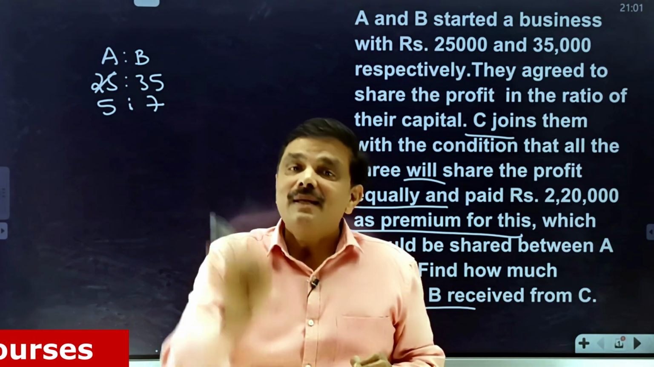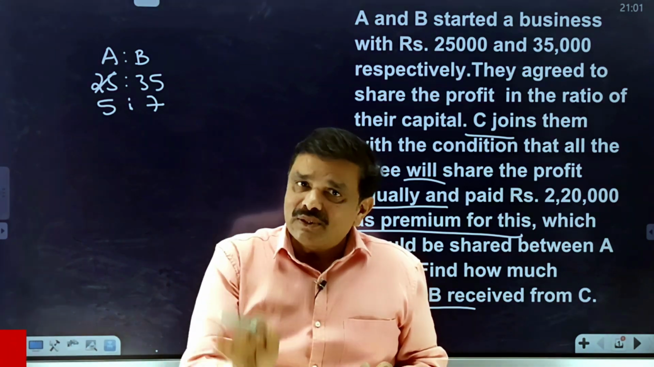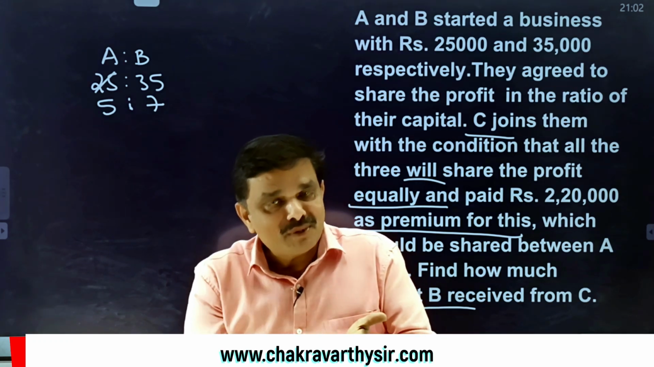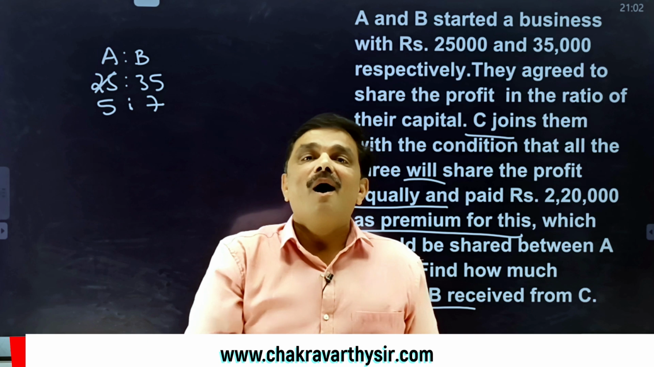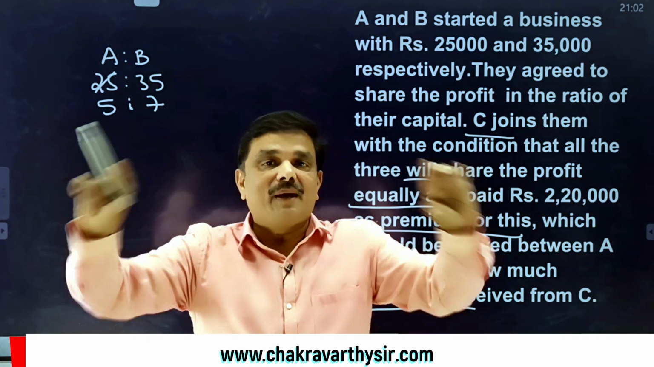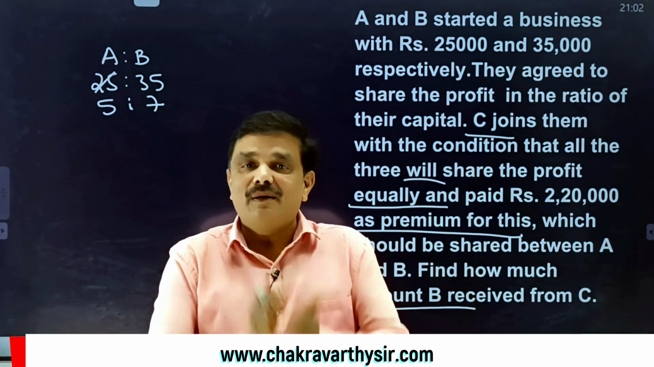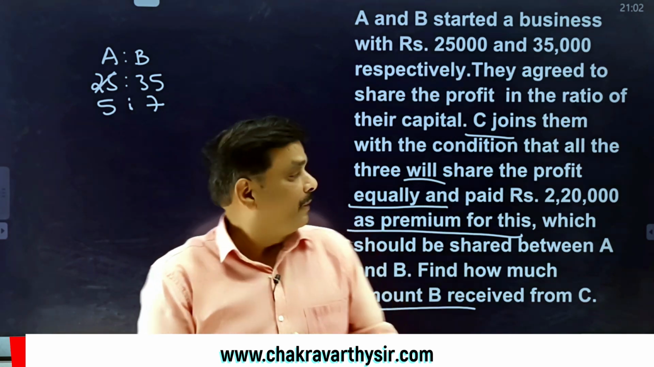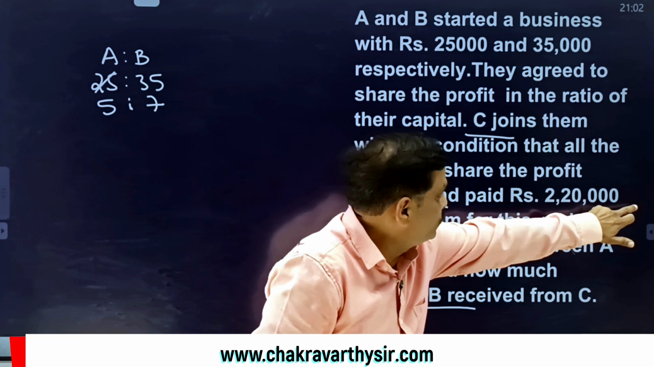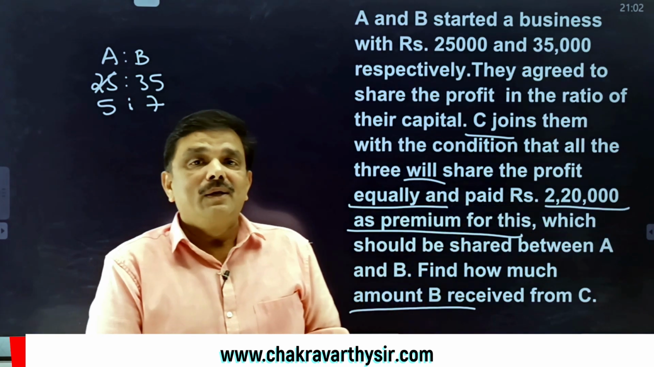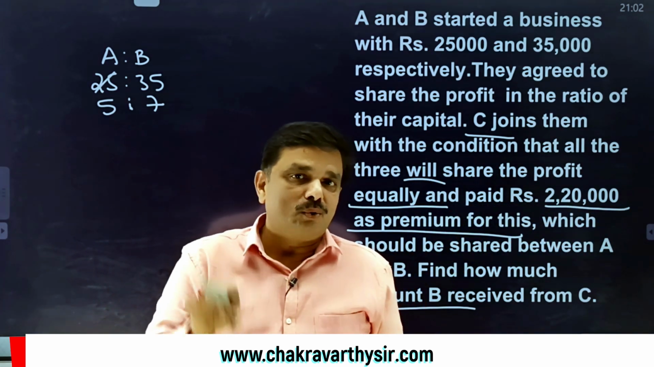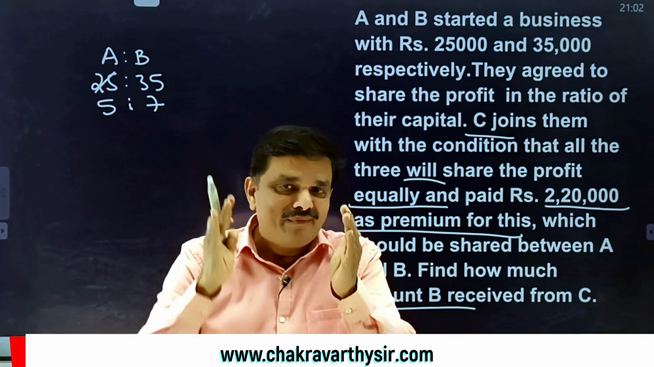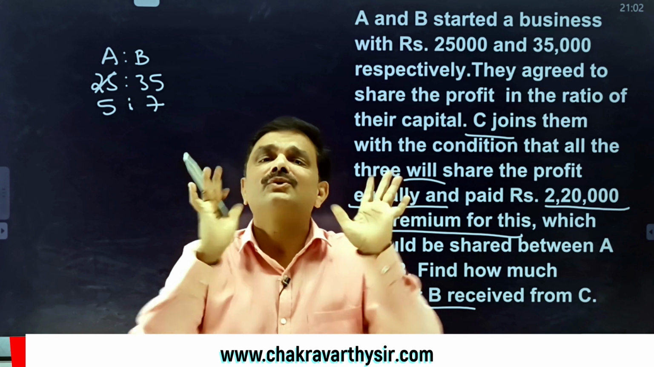That means C's capital must be equal to B. Then B's capital must be equal to A. Already A and B have kept some money in the business. Now I have to equalize the capital there. How to equalize the capital? B paid this 2,20,000 then. So first, what I need to do to equalize A, B and C's investment ratio, what should I do?